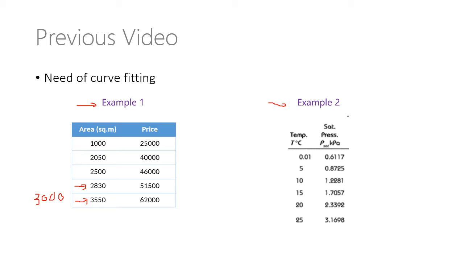Similarly, example 2 was about the steam table, and this is a small piece of the steam table which was given. We wanted to find out the saturated pressure at a temperature of 17 degrees centigrade, and again this data was not given, but the data at 15 degrees centigrade and at 20 degrees centigrade was available. So in both the examples, we wanted to find out the values at intermediate points to the given discrete points. And when this is the situation, we need to employ curve fitting.